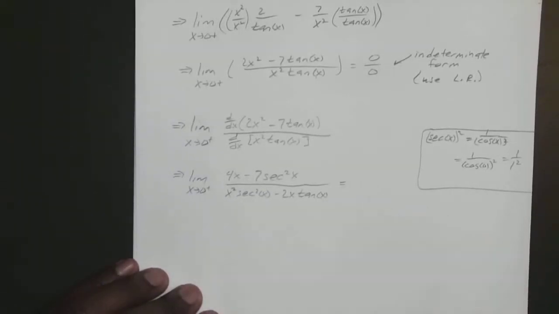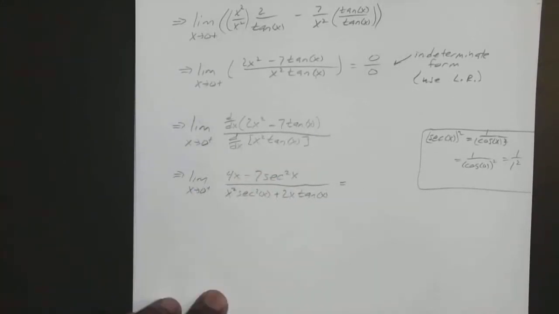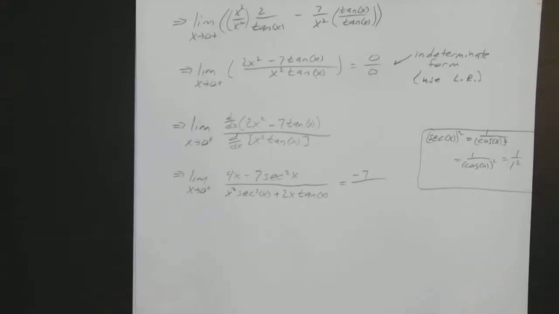When you do the product rule in the denominator, shouldn't it be x squared secant squared x plus 2x tan x? Oh, plus. Yep, thank you. I think looking up at the top, I got my minus there. You're good. All right. I just wanted to make sure I was getting that. So here you end up with negative 7.